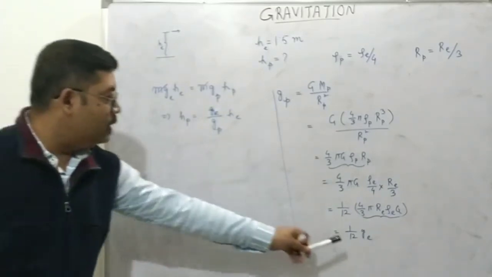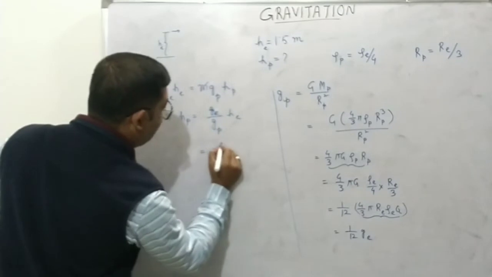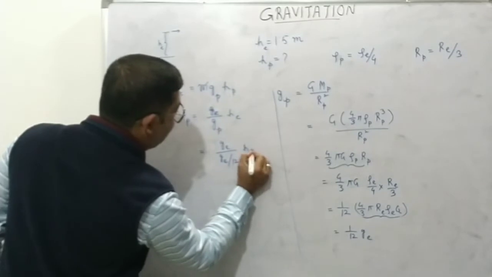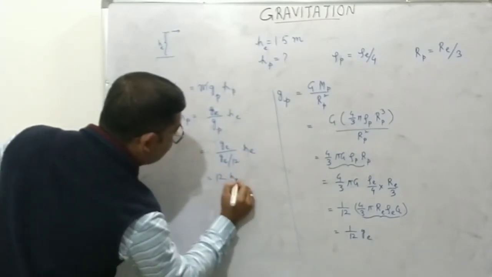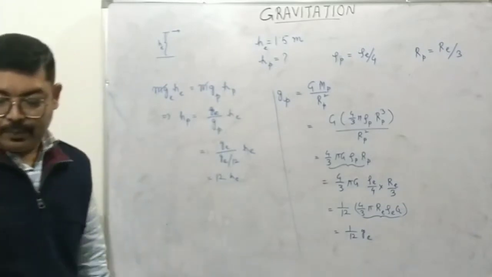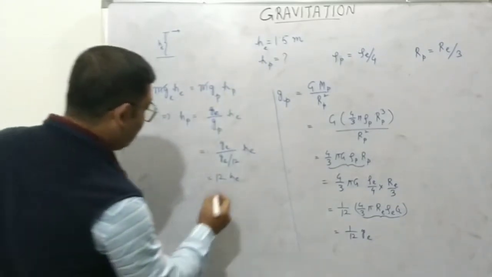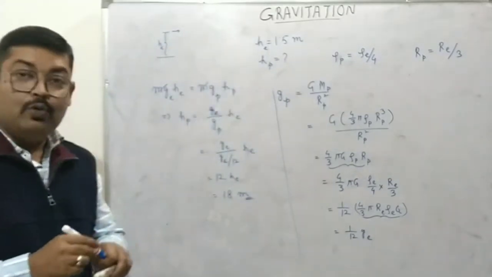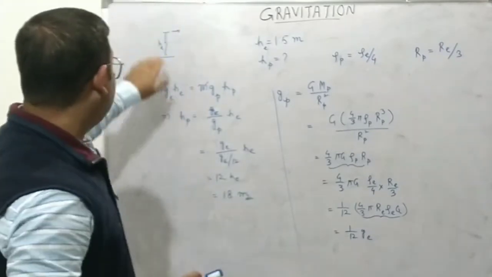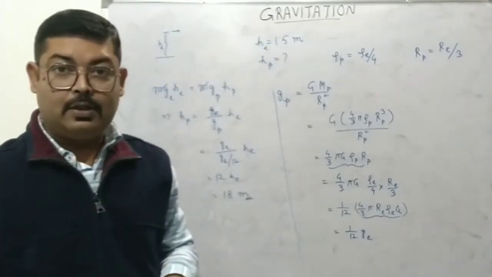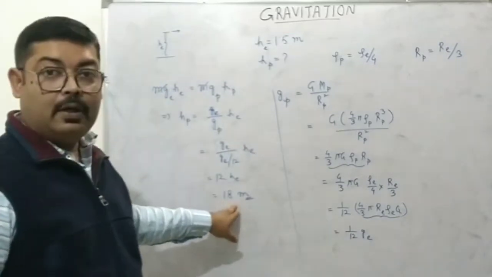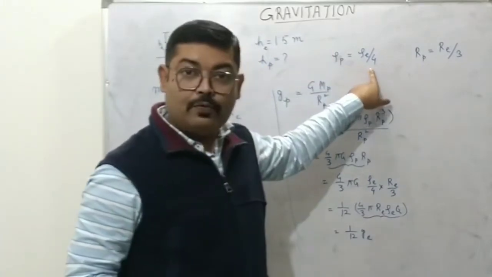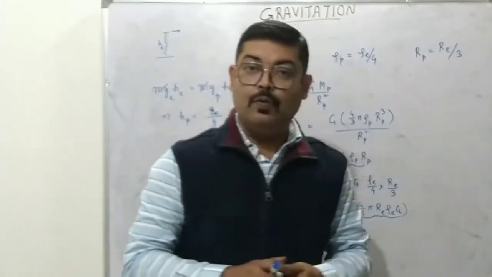Now g p we already know is this. So if you substitute this value, we get g e divided by g e over 12, into h e. That is 12 times h e. Now h e we already have as 1.5. If we substitute the value and multiply, we get 18 meter. So a man who can jump up to a height of 1.5 meter from the Earth's surface can jump up to a height of 18 meter from the surface of a planet whose density is 1/4 that of the Earth and whose radius is 1/3 of that of the Earth.